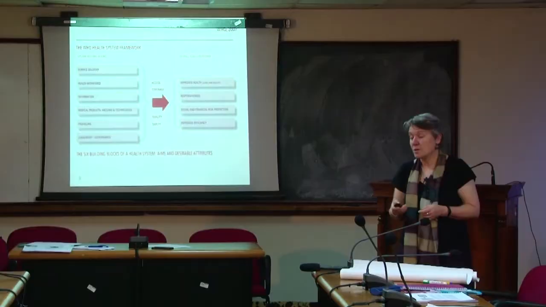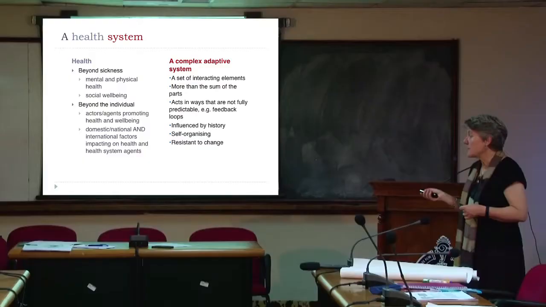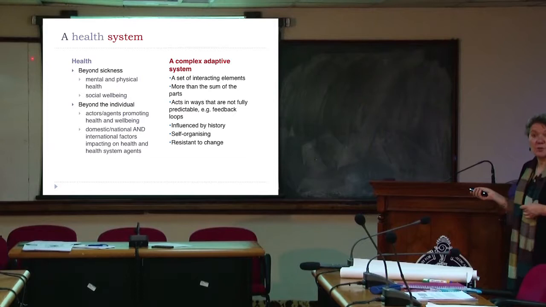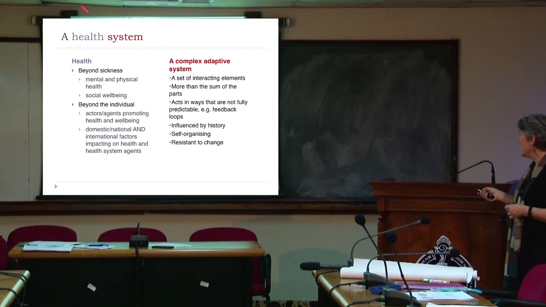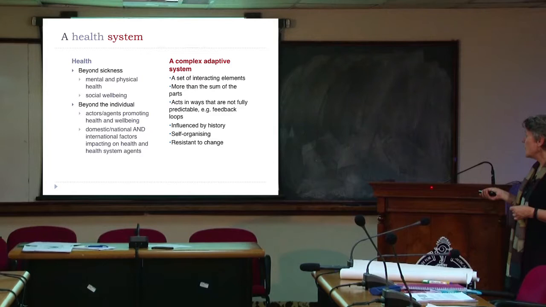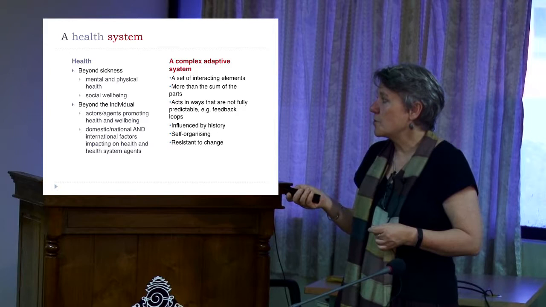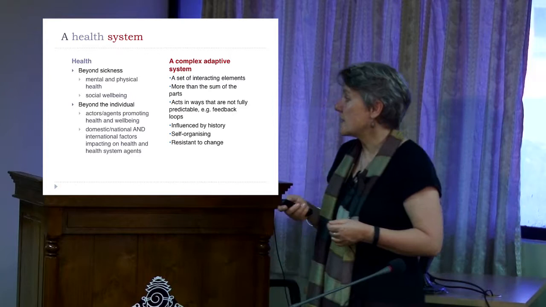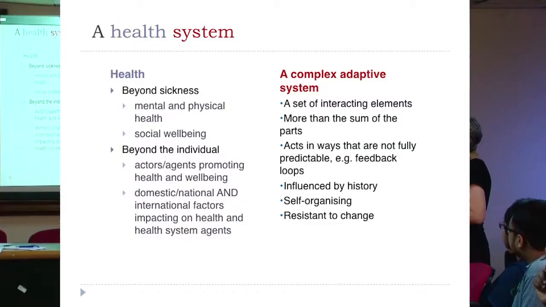All right, so the health system ideas that you've also raised: health goes beyond the notion of care and cure and sickness. It includes mental and physical health and social well-being. And it's beyond the individual to include all the elements producing health, all the different players in the health sector. It's both domestic and international. And then this idea of a complex adaptive system is quite key, all right?